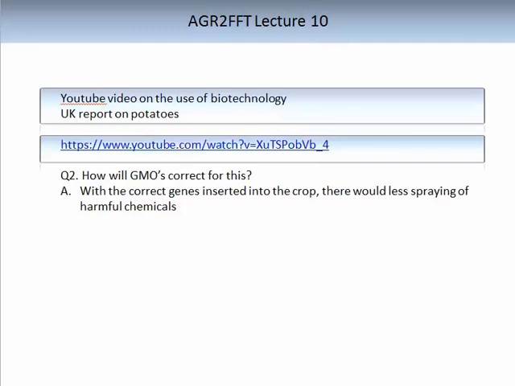The second question asked was, how will GMOs correct for this? Well, it is hoped that the correct genes inserted into the crop would enable less spraying of the harmful chemicals. This would have both positive environmental effects and also reduce the amount of chemicals required. This may not be a desirable outcome, however, to the chemical companies.